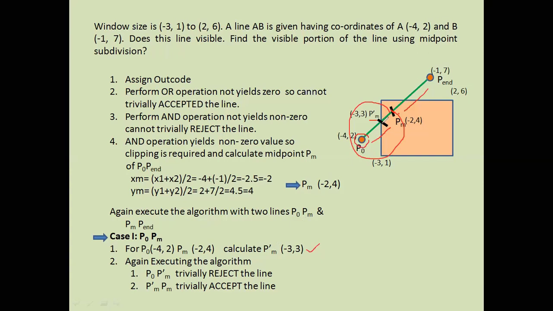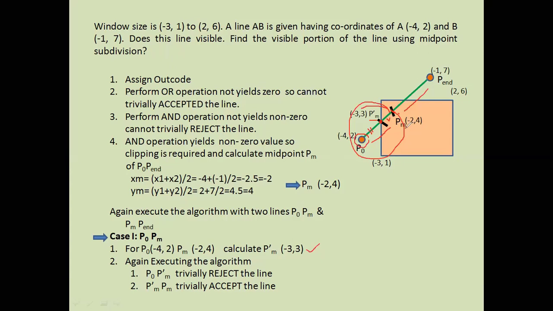When we do, we will find that this point, -3, will lie on the edge of this window. So this part can be completely discarded. After applying the algorithm, if you perform the AND operation, it yields a non-zero value. So this line can be completely discarded and this line can be completely accepted. So P dash M to PM is trivially accepted. So this part is done.